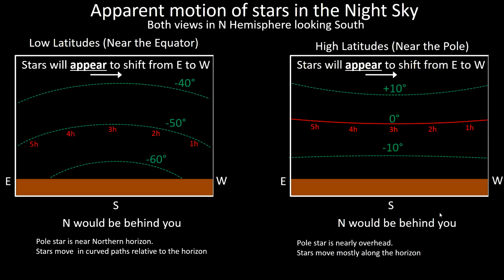Worth bearing in mind, of course, that if you were to look east-west, then actually what you would see here when you're near the equator is the stars rising almost completely vertically off the eastern horizon, going almost directly overhead, and then setting on the western horizon. So that's the general motion of celestial objects.